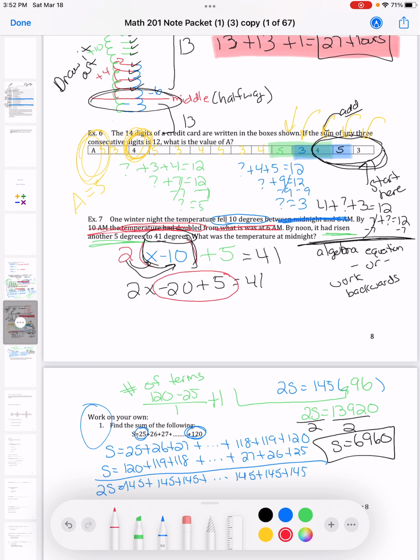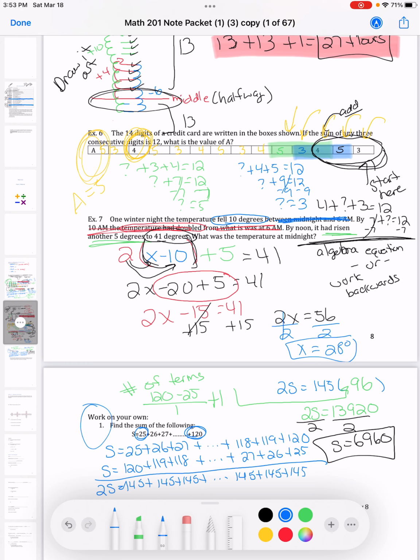Like terms are on the same side, so I keep it the same. Negative 20 plus 5 is negative 15. Now I can start moving numbers over. When I move to the opposite side, that's when I do the inverse or the opposite operation. So that's why I'm adding. And we've seen dividing by 2 when we did the Gauss. So I get 28 degrees.